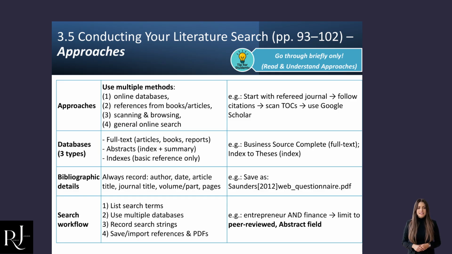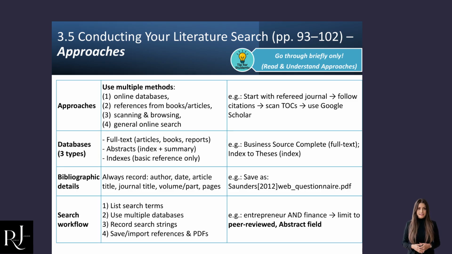When using databases, be aware of the three types: full text, abstract only, and basic indexes. For full text databases, like JSTOR in the humanities field, you can directly access the complete articles. Abstract-only databases, on the other hand, will just give you the summary of the research, which might be sufficient for a preliminary assessment.